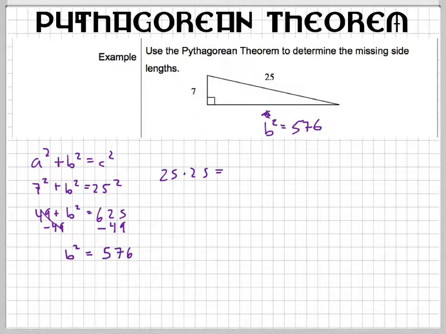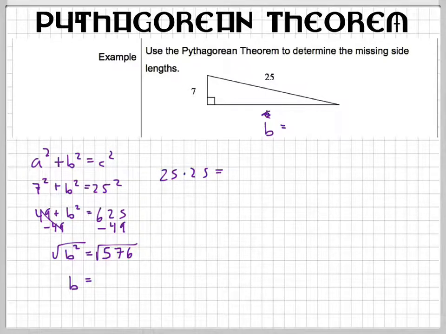b squared equals 576. So we got to know what b is. How do I get rid of the squared? Square root. Yeah. What's the inverse of squared? It is square root. I'm kind of going fast here, so make sure you pop your hand up and interrupt me if you have a question.